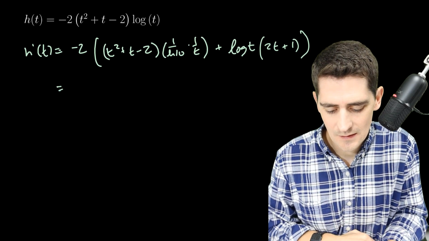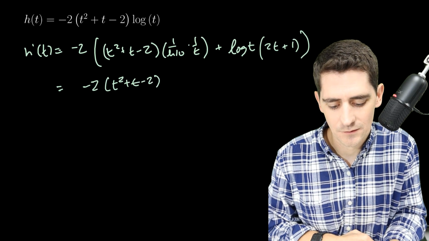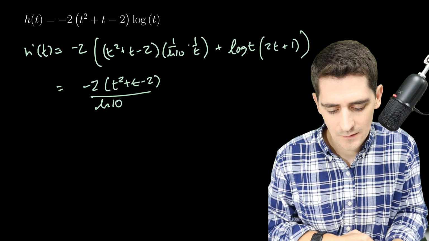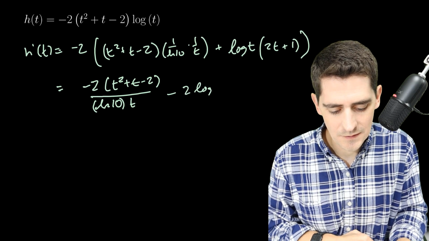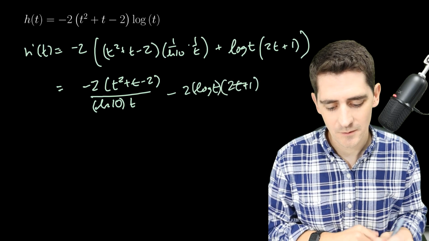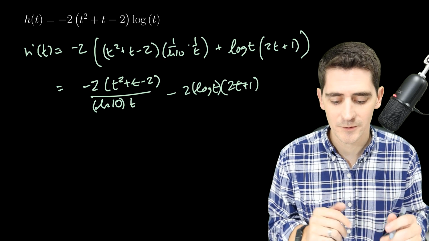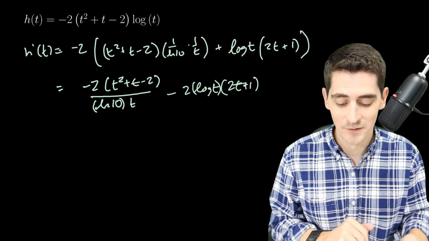Okay, now we probably should clean this up a little bit. I'm going to say, how about negative 2 times t squared plus t minus 2 over ln 10 times t, minus 2 log t times 2t plus 1. So I distributed my negative 2, and then I put the stuff in the denominator the way it should go. Okay, I hope these are making sense, but we're going to keep moving. This time I have g of w is 4 cosine w plus 4 e to the w squared.